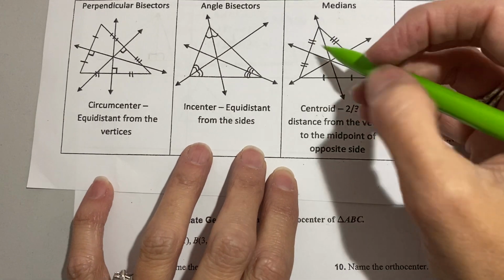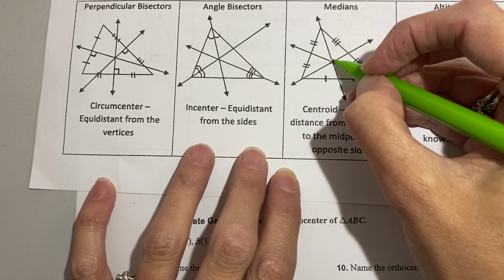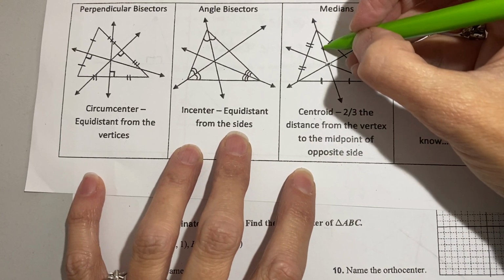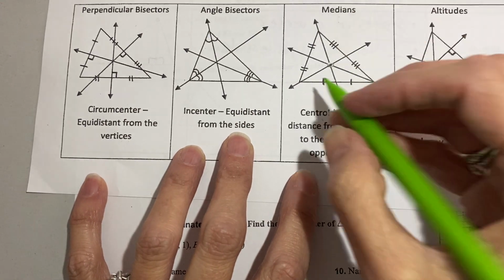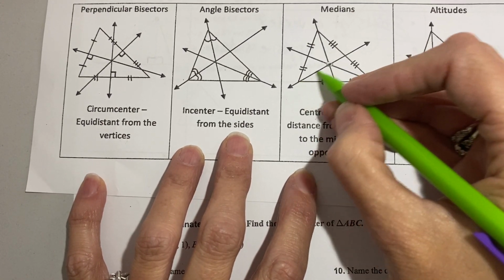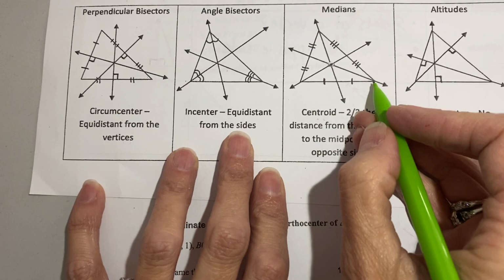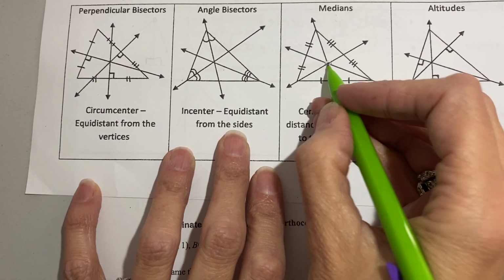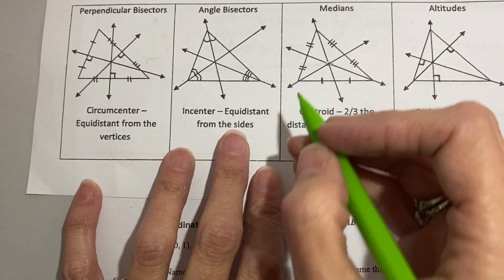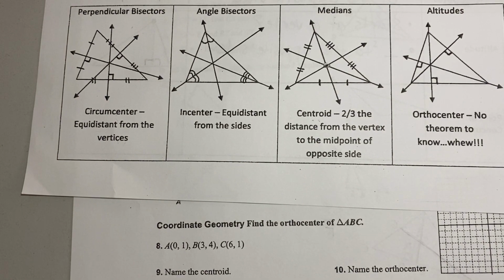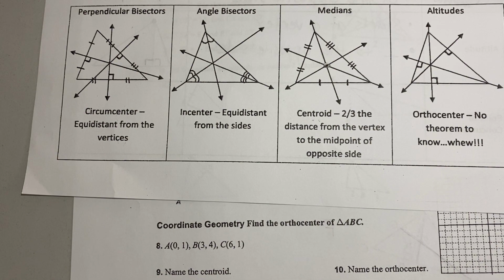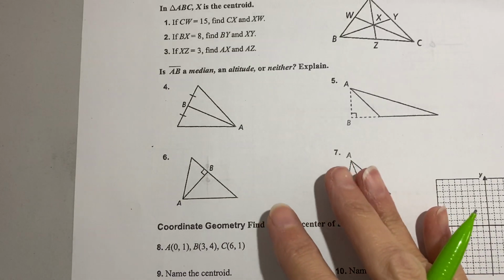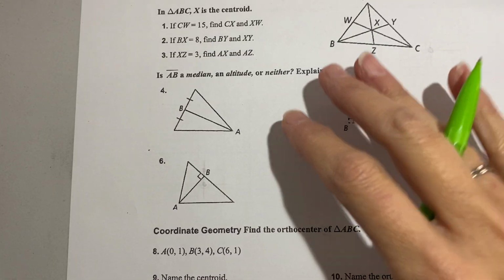So in other words, this centroid right here divides that median 2/3 and 1/3. And it divides this median 2/3 and 1/3. And it divides this median 2/3 and 1/3. That's what a centroid does. It divides each median into a 2/3 portion and a 1/3 portion. Okay? So let's do math with that.